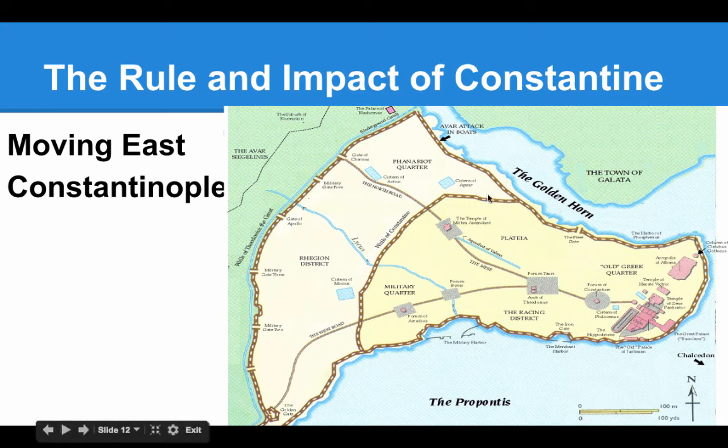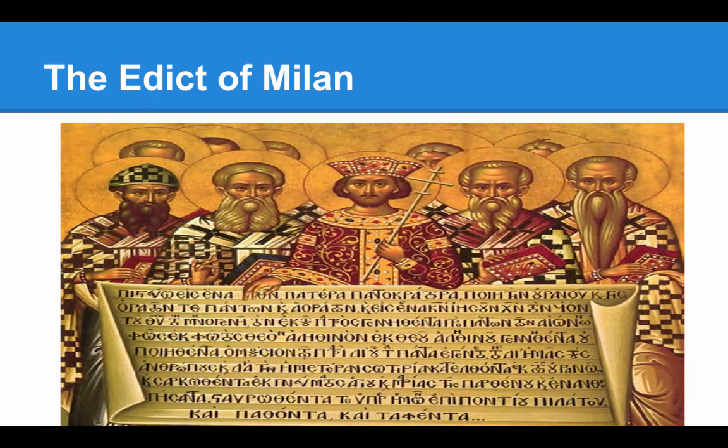And as you can see here, it's got these walls. You've got harbor, harbor, harbor, harbor. You've got wonderful churches. The city would be incredible, and we'll be talking about it a lot moving forward. But he's going to move the capital east and everything else to the east. He's also going to establish Christianity in the empire with the Edict of Milan.